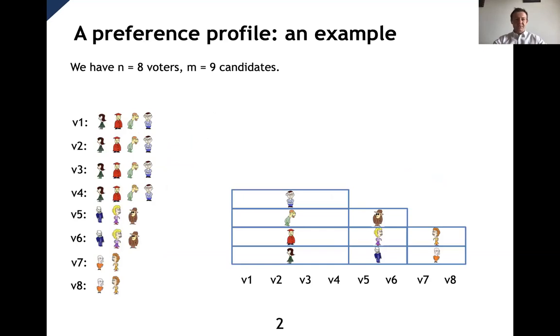Let's look at this preference profile with 8 voters and 9 candidates, and I will represent these kind of preference profiles also through these box diagrams. In these box diagrams, the candidates will be represented by boxes, and the idea is that the candidate is approved by all those voters that are below the box that corresponds to a given candidate.